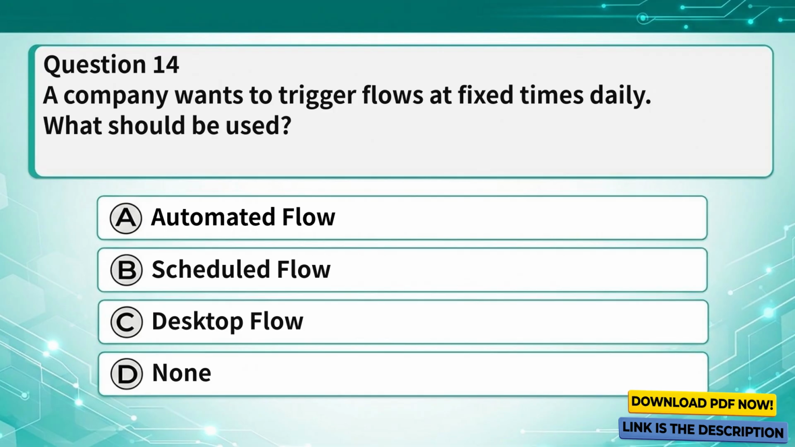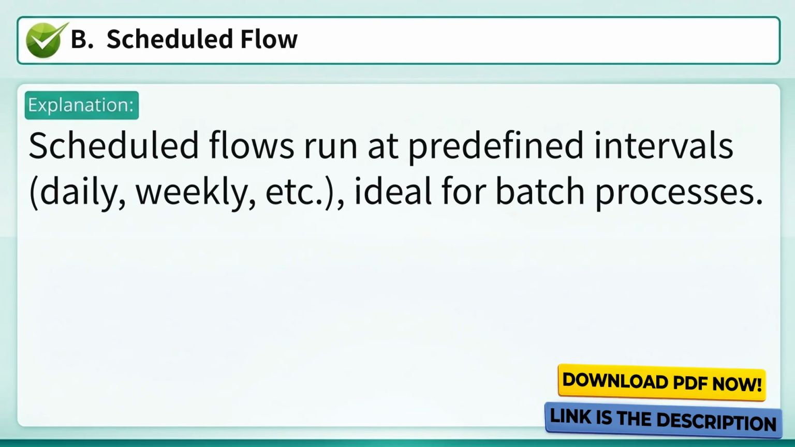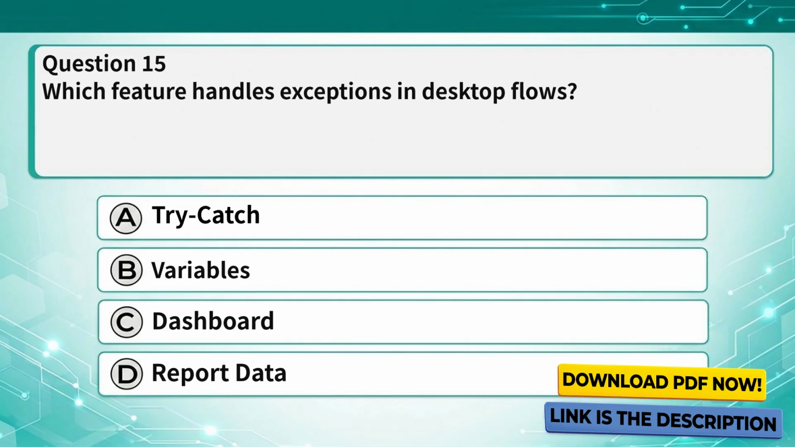Question 14. A company wants to trigger flows at fixed times daily. What should be used? A. Automated flow. B. Scheduled flow. C. Desktop flow. D. None. Correct answer, B. Scheduled flow. Explanation: scheduled flows run at predefined intervals, daily, weekly, etc. Ideal for batch processes.